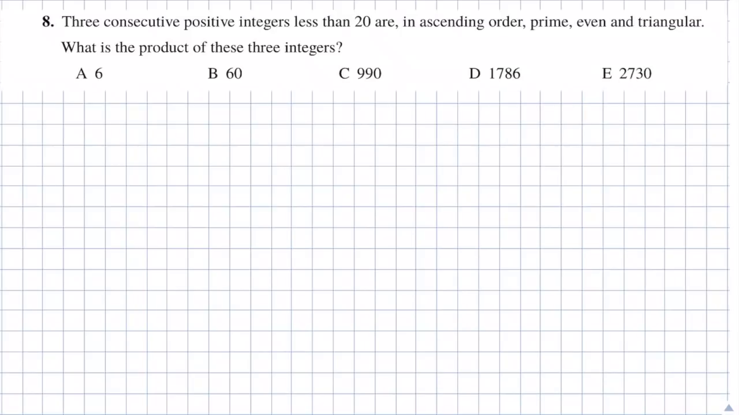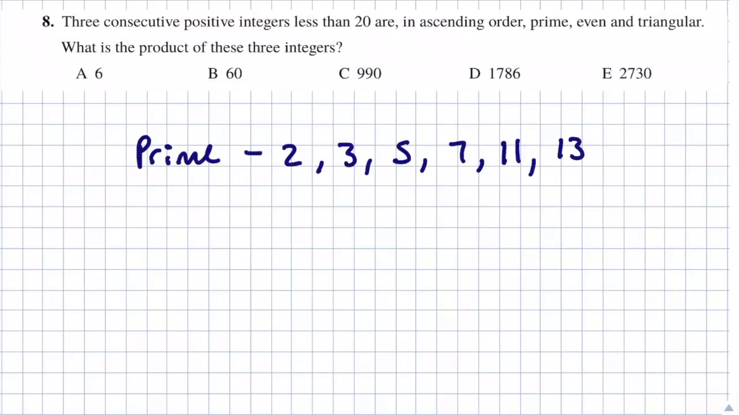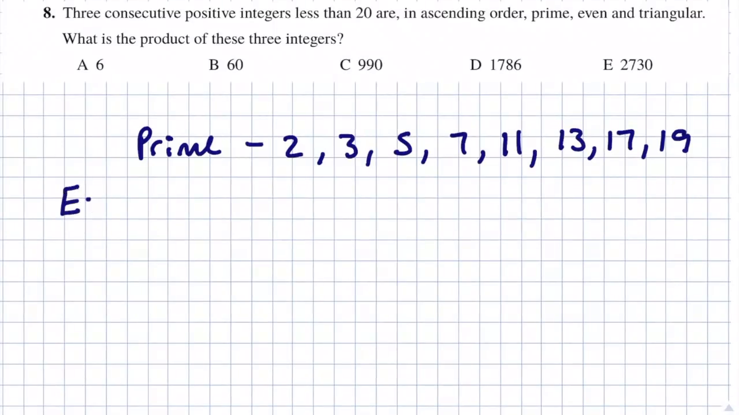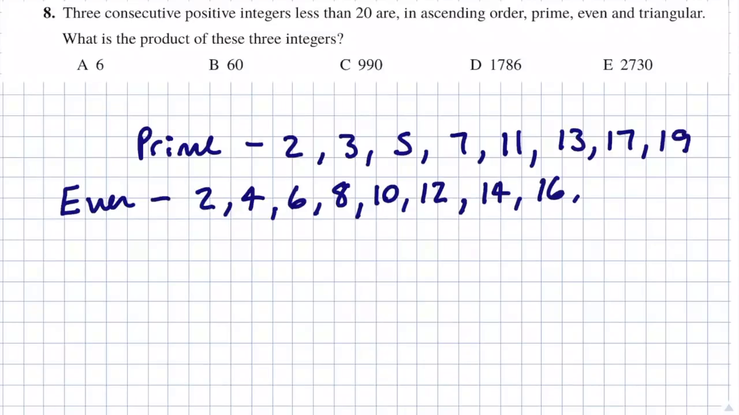Okay, so we got 3 consecutive positive integers which are less than 20. They're prime, they're even, and triangular. So let's think of all the prime numbers which are less than 20. Our prime numbers are 2, 3, 5, 7, 11, 13, 17, and 19. Our even numbers, which is pretty obvious, but I'll write them out. So 2, 4, 6, 8, 10, 12, 14, 16, 18. And then our triangular numbers.